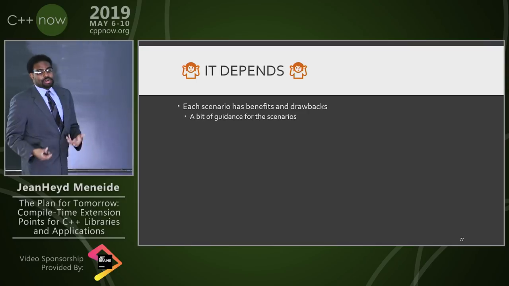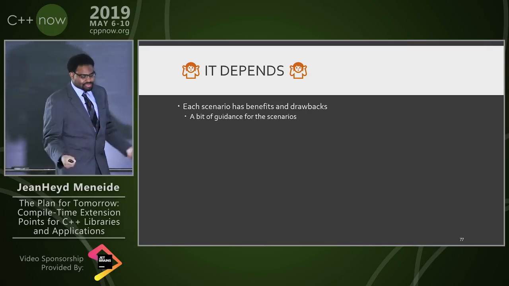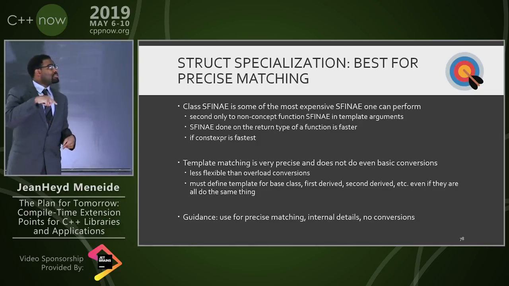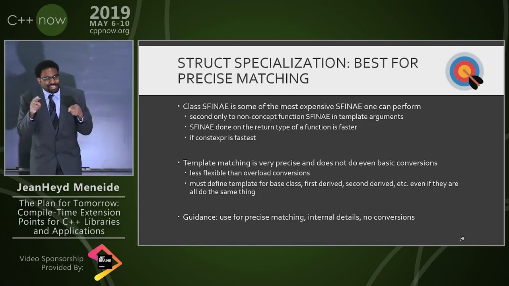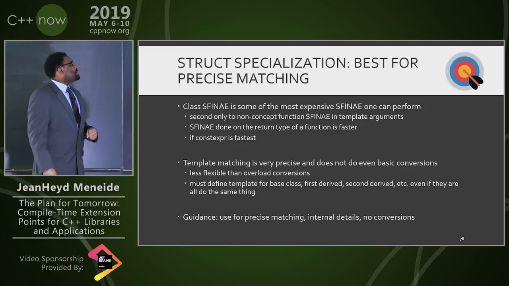But really, it depends. It depends on your domain, it depends on what you're doing, right? Each scenario has benefits and drawbacks, and what I'm going to try to do is give you a little bit of guidance on each of those, right? So, struct specialization, it's really good for precise matching, except in the concepts world, right? Where it takes all that and tosses it out the window because of the concepts.